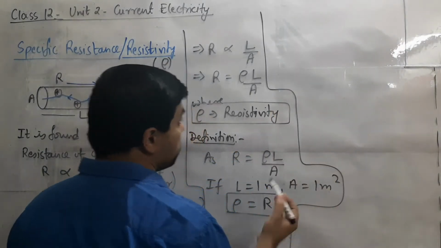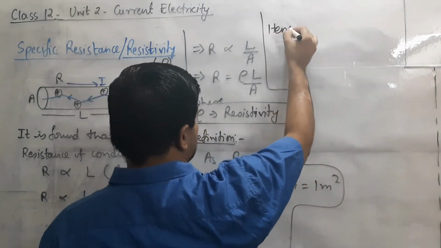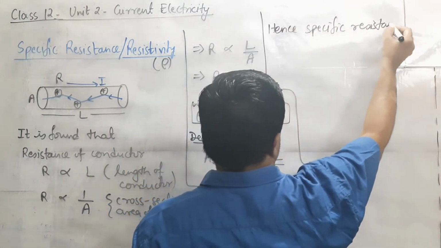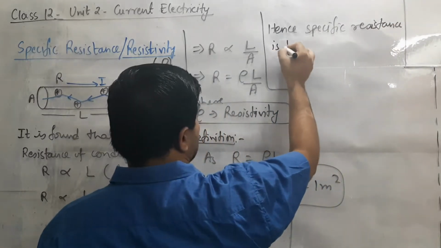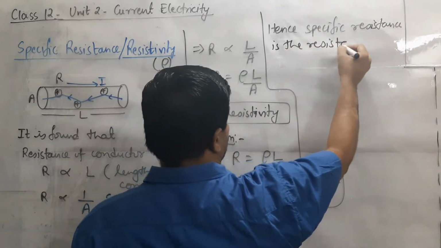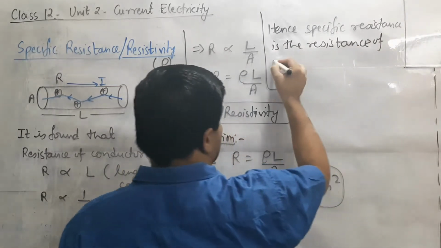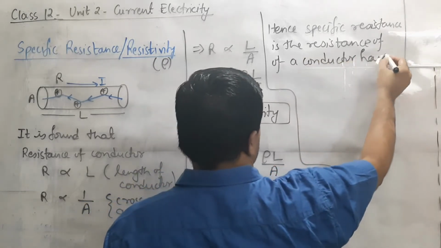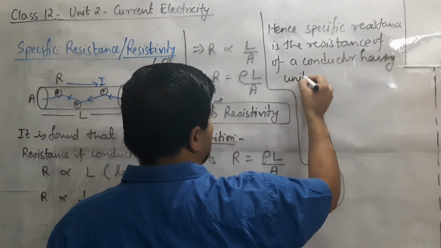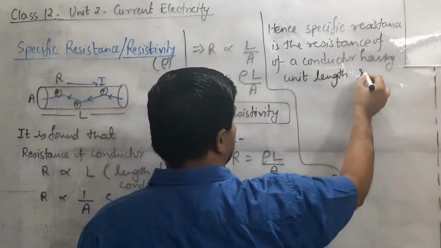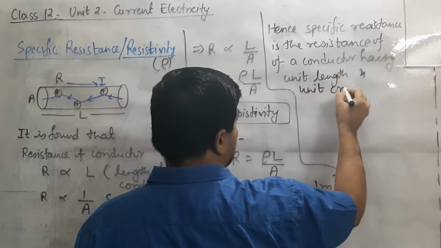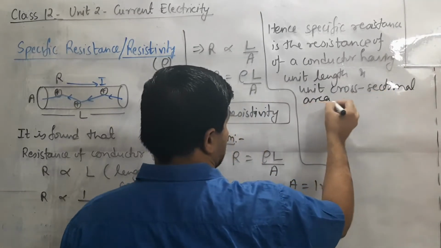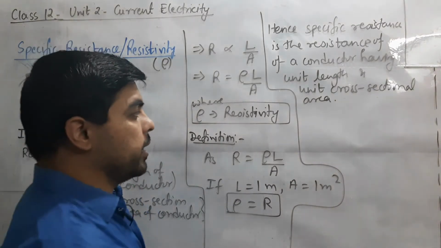So to define this we can say, hence, specific resistance is the resistance of a conductor having unit length and unit cross sectional area. Unit length and unit cross sectional area.